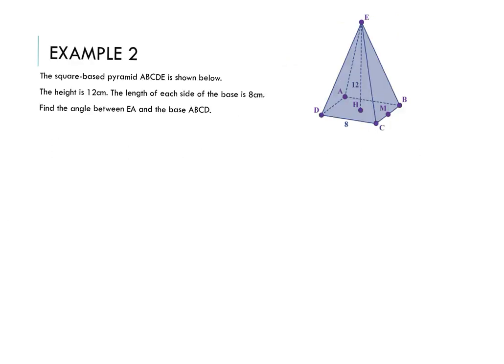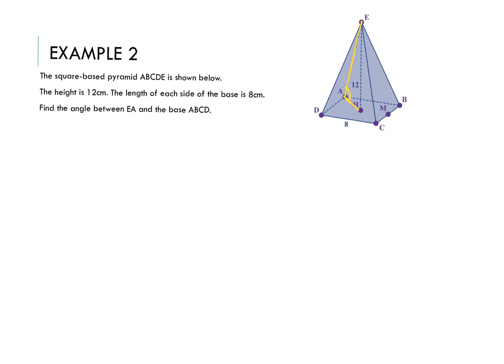And the last question for this video: the square base pyramid ABCDE is shown below or next to you. The height is 12. The length of each side is 8. Find the angle between EA and the base. So let's try and have a visual of what this is. EA is this here, and we're trying to find the angle between EA and the base. So for the base, I can draw a line connecting A and H, and I'm looking for this angle here.